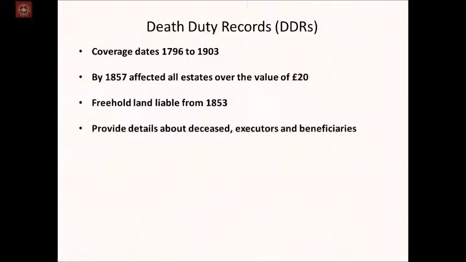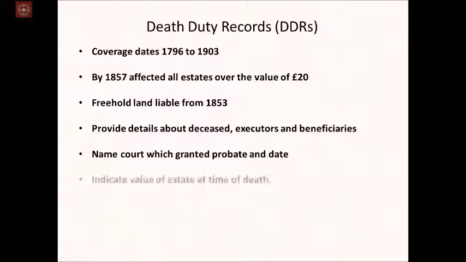Now, death duty records are going to provide you with details about the deceased, but also executors and beneficiaries. And very importantly, they will name the probate court which dealt with the grant of probate or administration. And that is often a shortcut for helping you find a will, because there's many different probate courts where wills could be proved. If you find the death duty and they've been indexed, so it's easy to find one, it will tell you where that will be.